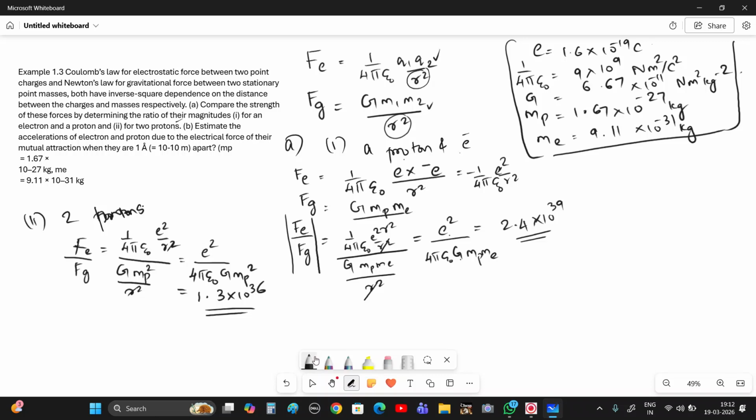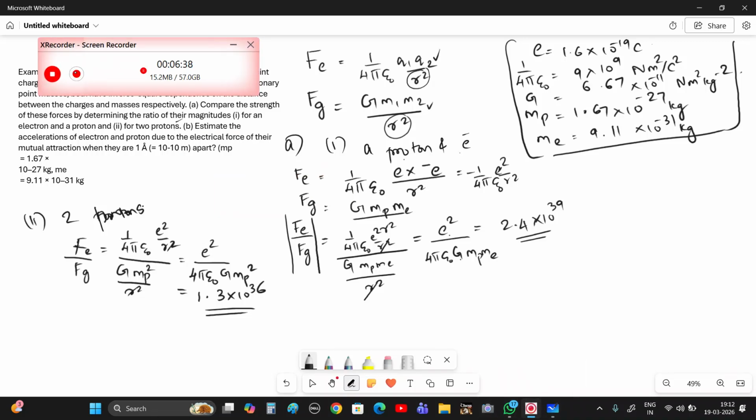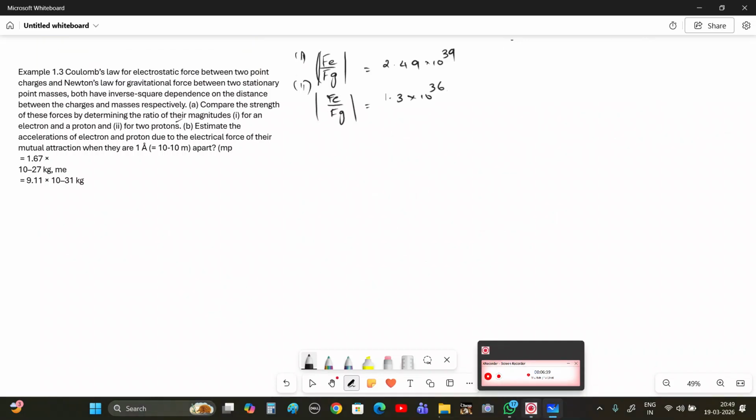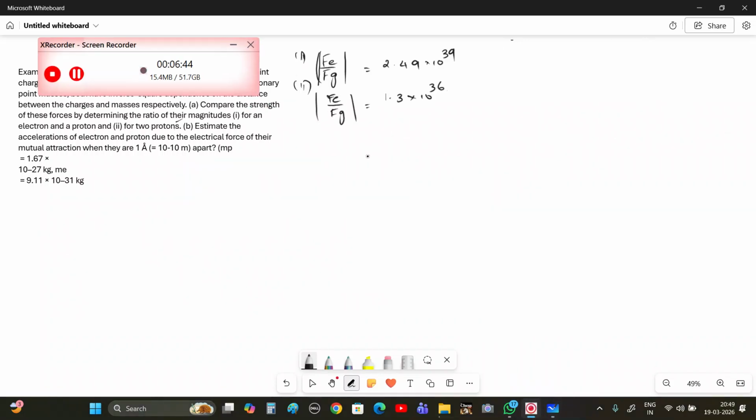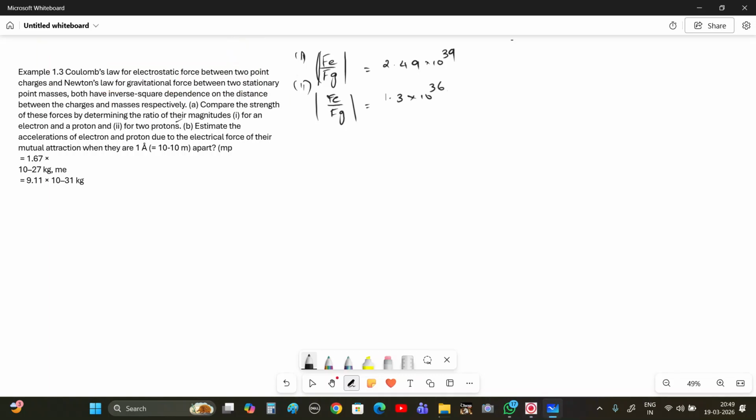Okay, so we finished the A part. I think it's clear for you now. Now we have to do the second part, the B part. These are the two answers that we got for the first and second parts of A. When you check these two answers, you can see that this is the ratio of Fe by Fg, and we got a very big number, which means that the electrostatic force is far greater than the gravitational force. The electrostatic force is enormously stronger than the gravitational force. Now we are moving to the B part of the question.